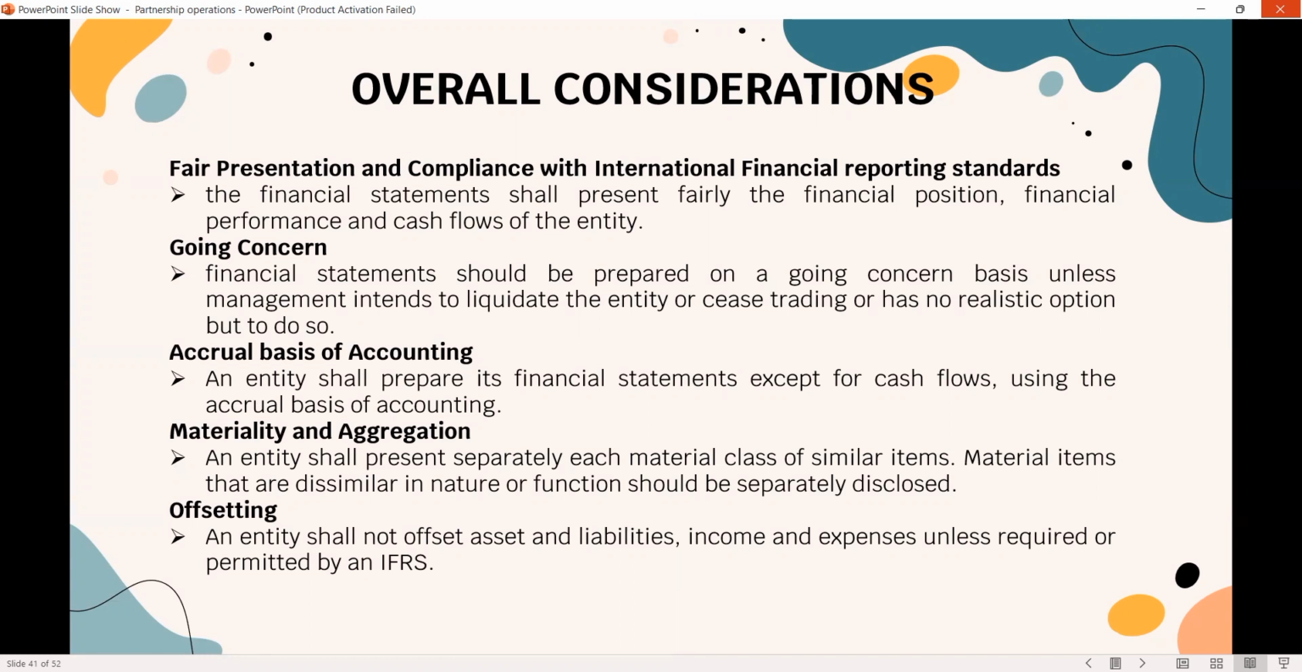Next is the accrual basis of accounting. Entity shall prepare its financial statements, except for cash flow, using the accrual basis. When we say accrual basis of accounting, it's an accounting method where revenue or expenses are recorded when a transaction occurs versus when payment is received or made. This method follows the matching principle, which says that revenues and expenses should be recognized in the same period.